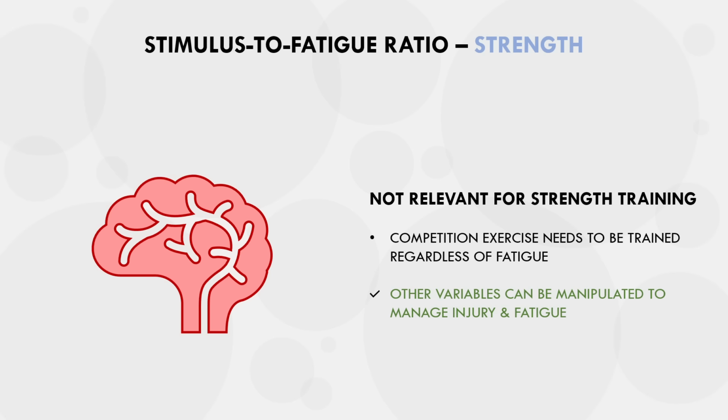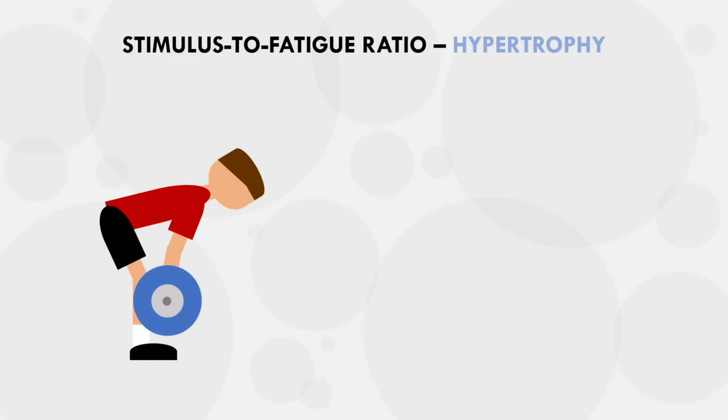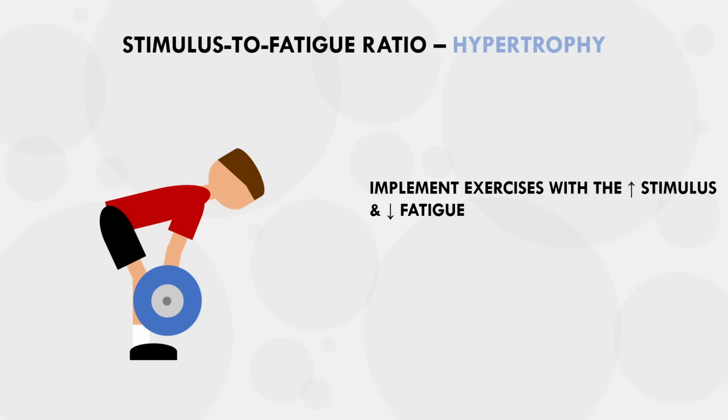For hypertrophy training, like we mentioned, there are no mandatory exercises, so the stimulus to fatigue ratio becomes much more relevant. We want to implement the exercises which provide the best hypertrophic stimulus and the least joint stress and systemic fatigue. This will allow us to get the best outcomes with the lowest risk of injury and burnout. Selecting low fatigue exercises will also allow us to make our training sessions more efficient. In other words, we will be able to get the same stimulus with less time, effort, and fatigue, or get a better stimulus with the same time, effort, and fatigue.